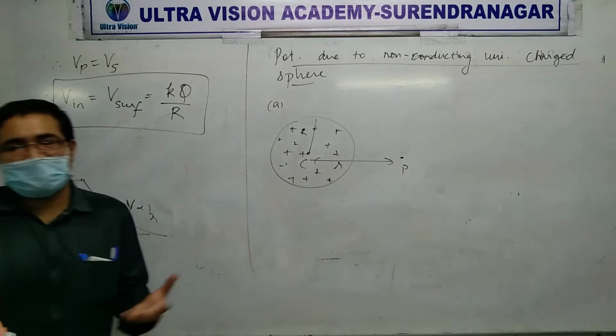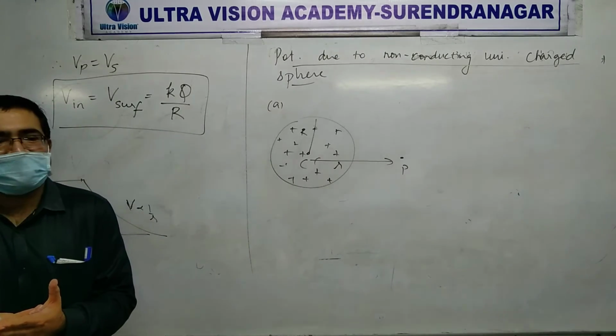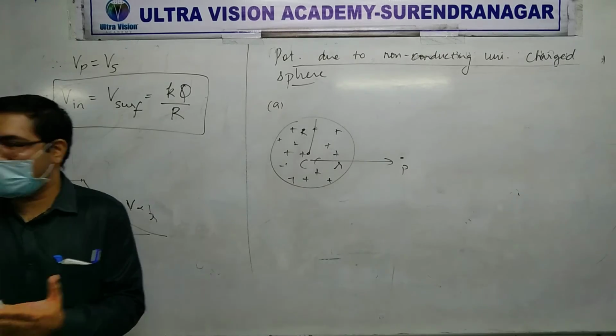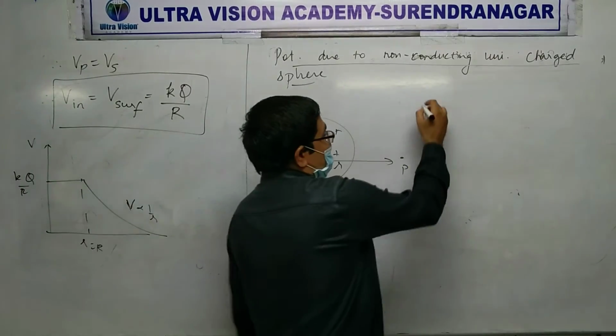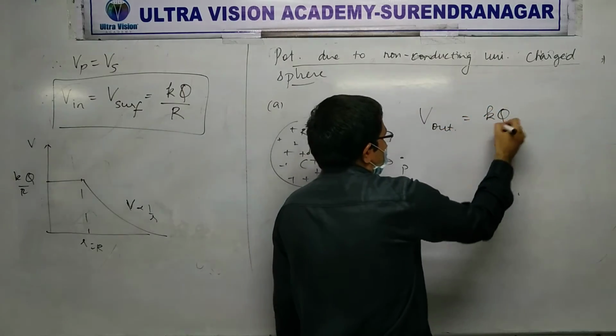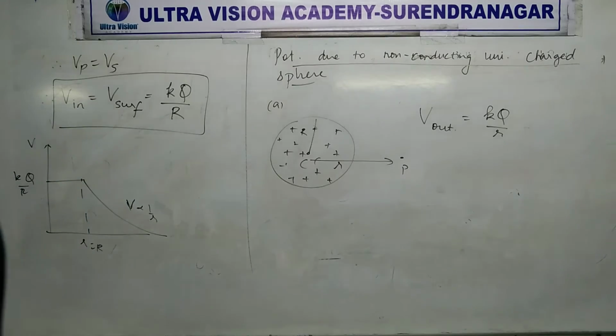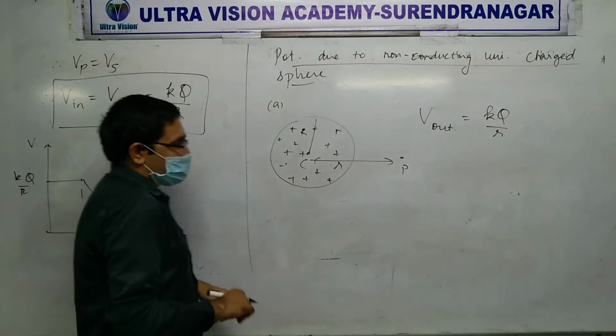So the electric field formula will just be kq by r square. Is it fine? If electric field formula is kq by r square, just as for a point charge, the potential outside will again be kq by small r. Understood? No derivation needed. Easy to do that? Okay, part B now.